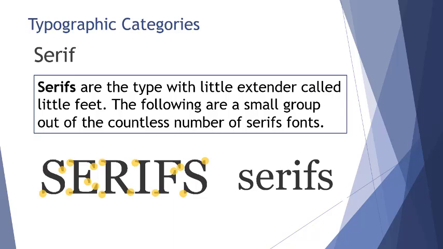Typographic categories: serif and sans serif. Serifs are the type with little extenders called little feet. The following are a small group of the countless number of serif fonts. In the next slide, you are going to see examples of serif fonts. Then, what we have below this is an example. There you can see the highlighted part. Those are the little feet. So they are called serif.